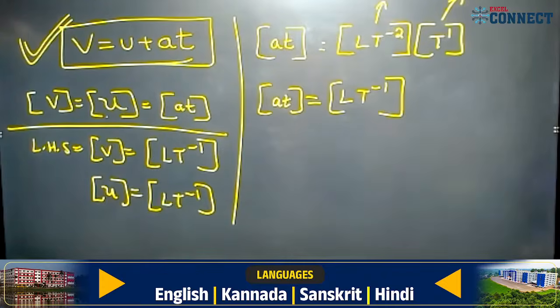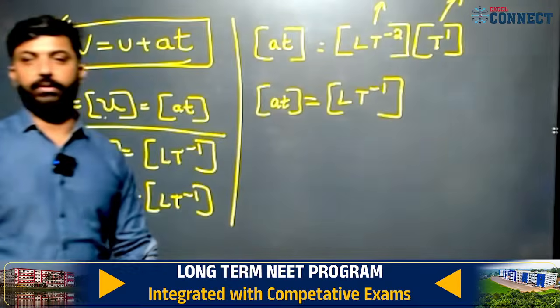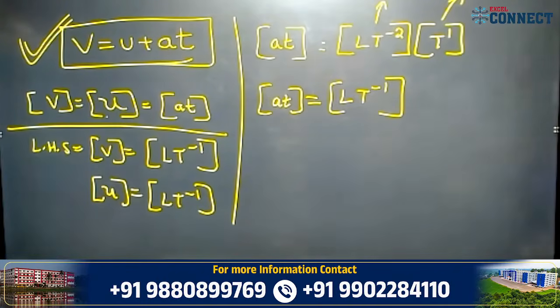M0 L1 T minus 1, or we can just write it as LT minus 1. Acceleration dimension, it is LT minus 2.